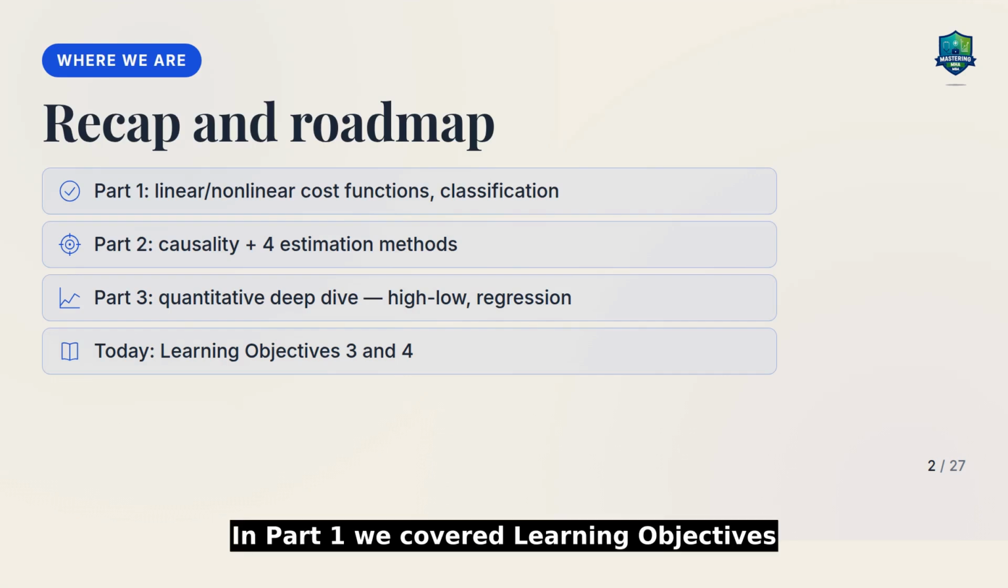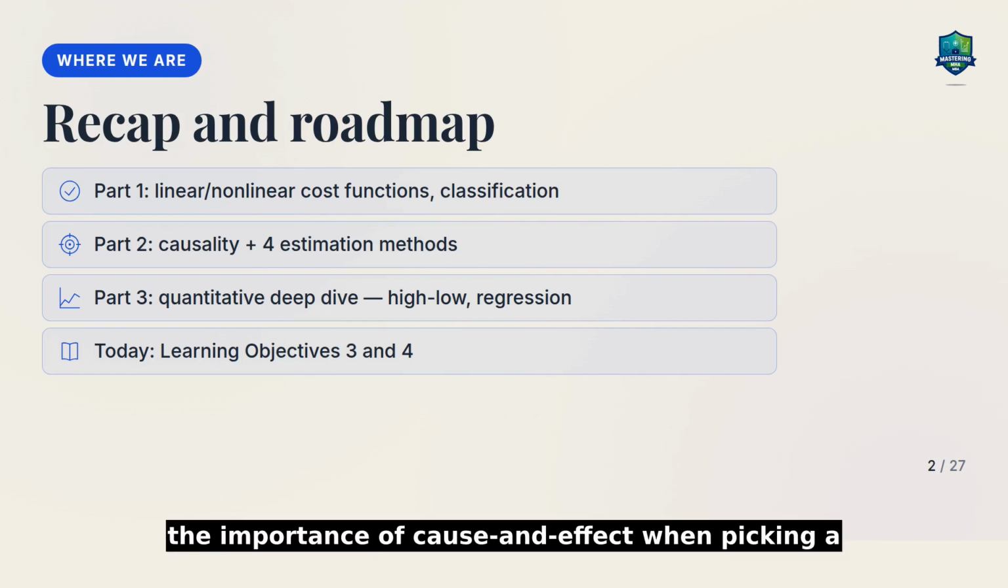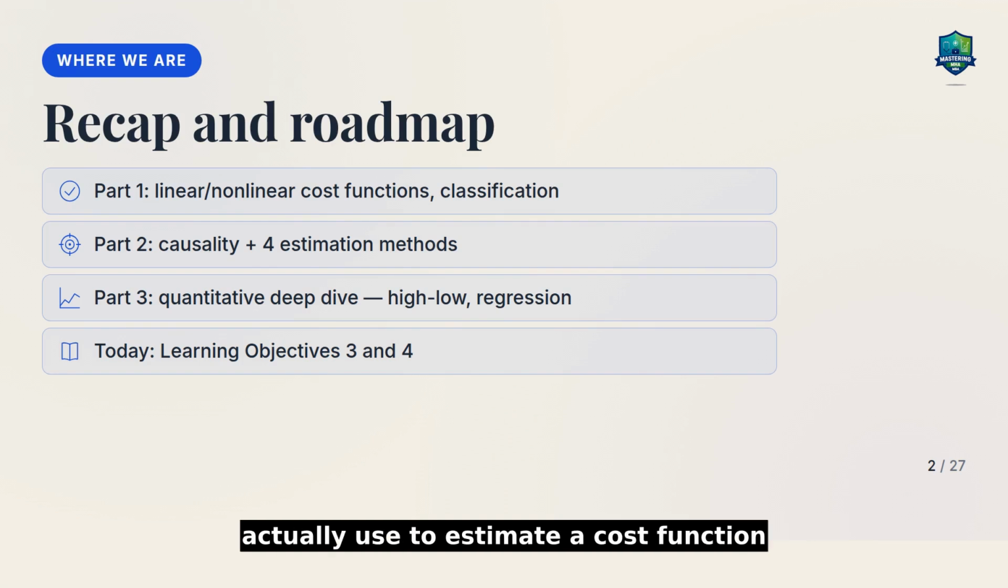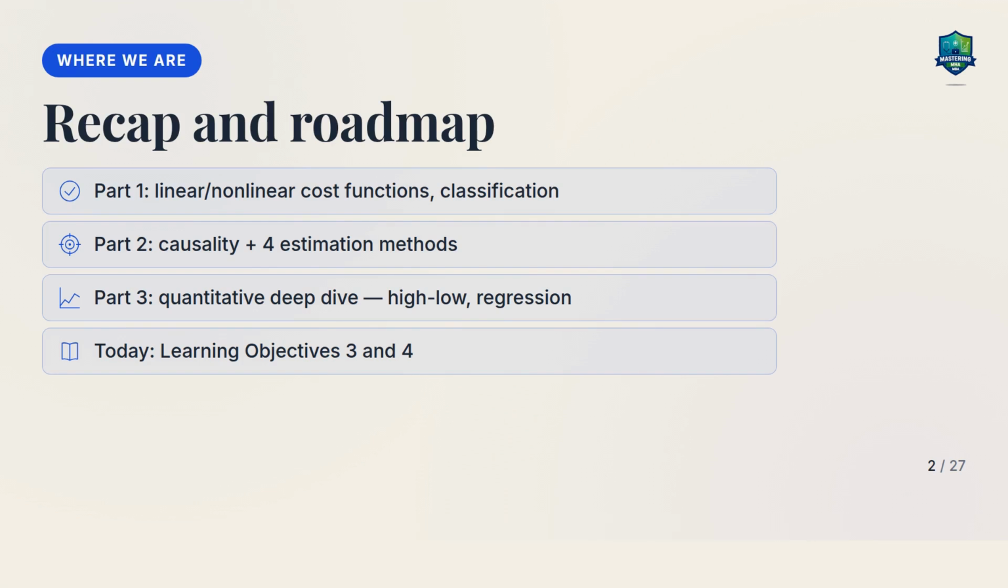Quick recap. In part 1, we covered learning objectives 1 and 2, linear cost functions in their three forms, nonlinear cost functions, and the three criteria for classifying any cost. Today, learning objectives 3 and 4, the importance of cause and effect when picking a cost driver, and the 4 methods managers actually use to estimate a cost function from data.